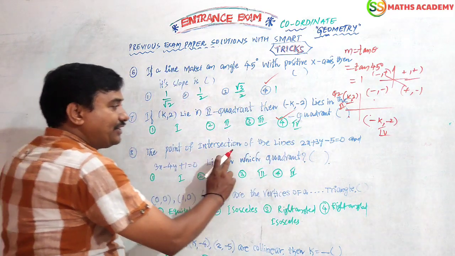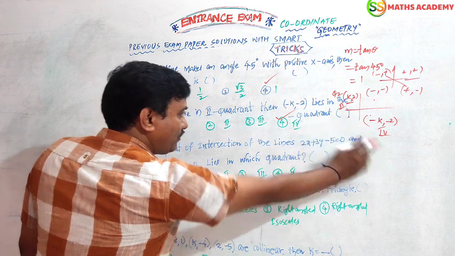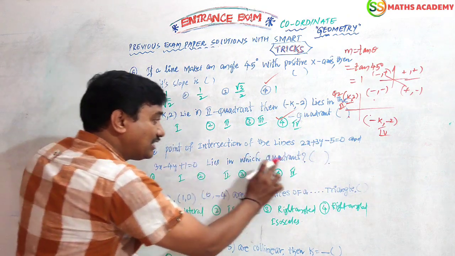Okay. Next, the point of intersection of the lines 2x plus 3y minus 5 equals 0 and 3x minus 4y plus 1 equals 0 lies in which quadrant?